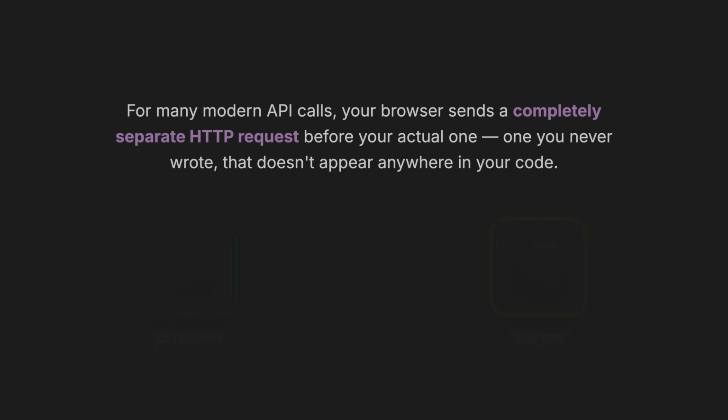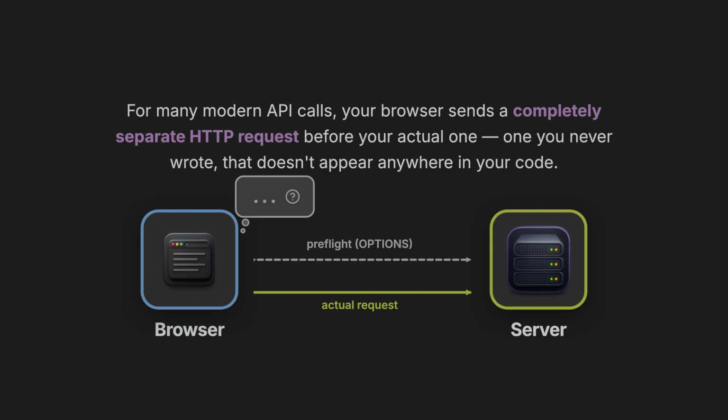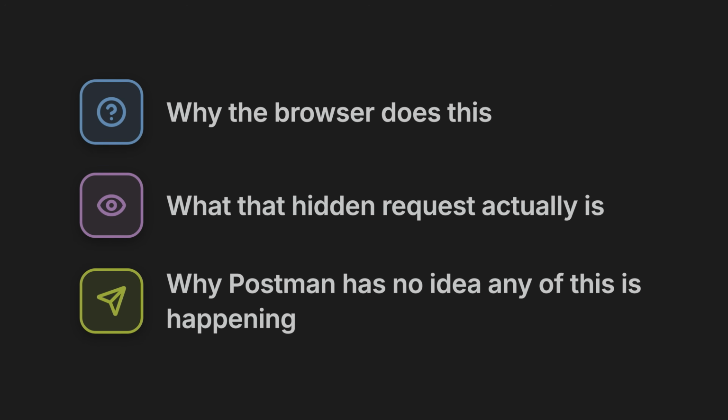For many modern API calls, your browser is sending a completely separate HTTP request before your actual one, one you never wrote, that doesn't appear anywhere in your code. If your server doesn't handle it, your real request never goes out. That's what this video covers, and hopefully helps you actually diagnose CORS issues instead of pasting headers until something changes.